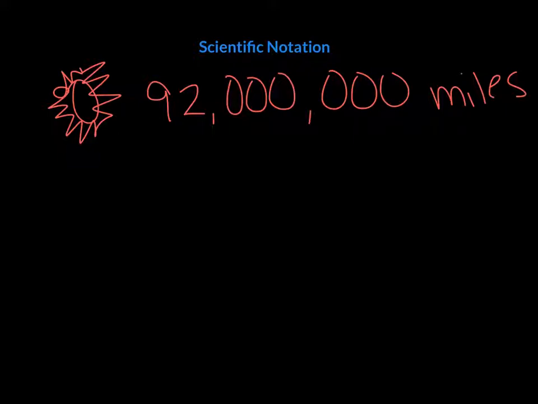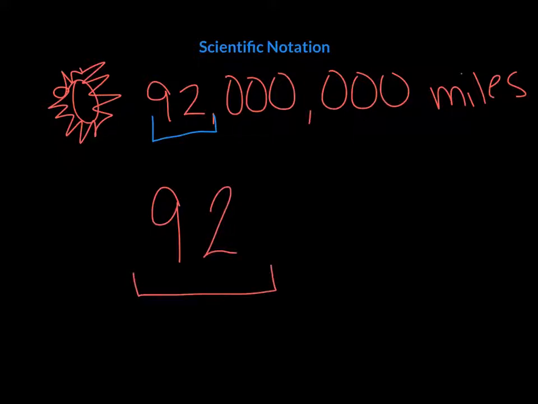So like I said, scientists are really lazy and they got tired of writing that big number. So they came up with this thing called scientific notation. What it does is it gets rid of all those zeros by just looking at the number in the front, which is our 92. So I'm going to recopy that. But they have two simple rules.